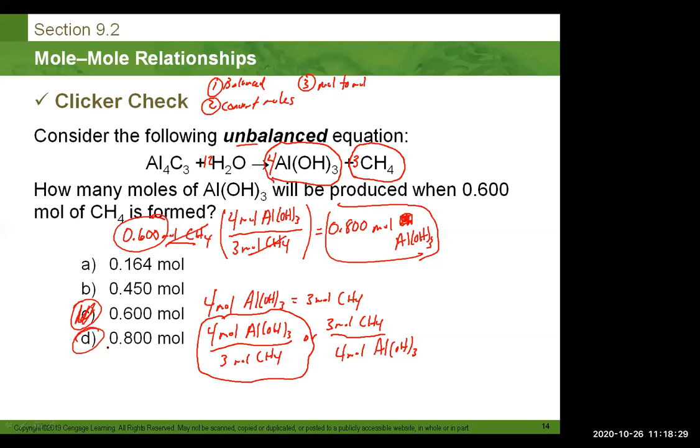Any questions on those steps? Again, same 4 steps. Step 1, Step 2 was already done for us, step 3, and in this case, we didn't need to do step number 4, which is sometimes the case. Any questions on any of those steps there?